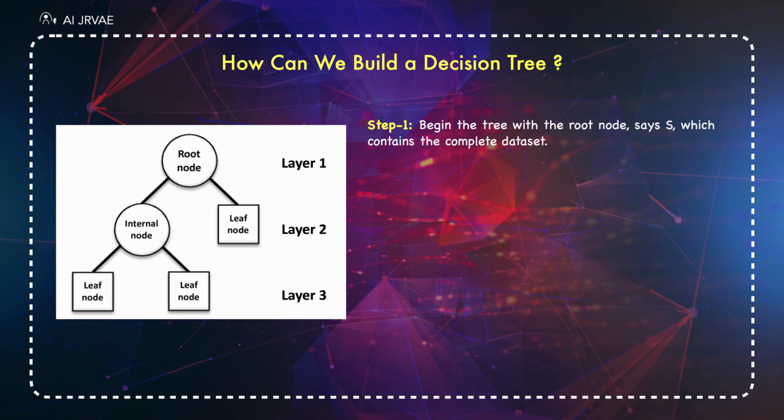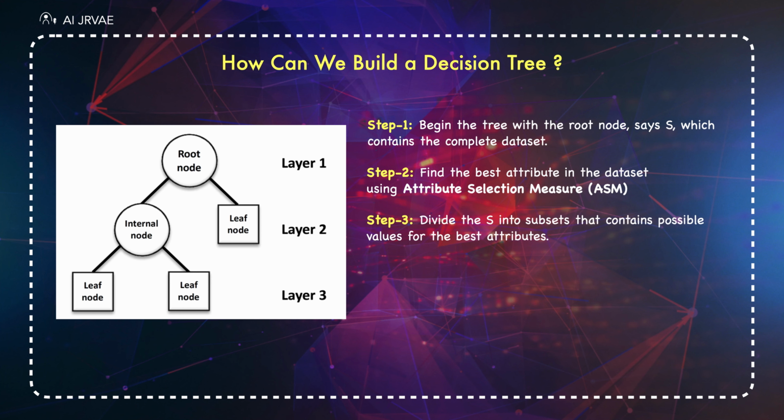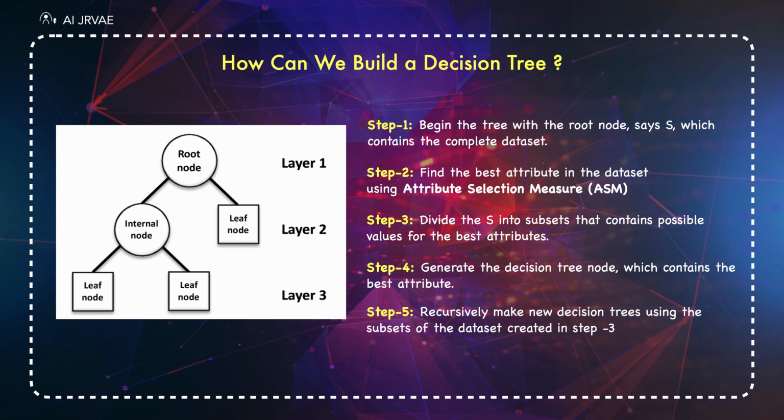Step 1. Begin the tree with the root node, say S, which contains the complete dataset. Step 2. Find the best attribute in the dataset using the attribute selection method, ASM. Step 3. Divide the S into subsets that contain possible values for the best attribute. Step 4. Generate a decision tree node which contains the best attribute. Step 5. Recursively make new decision trees using the subsets of the dataset created in Step 3.